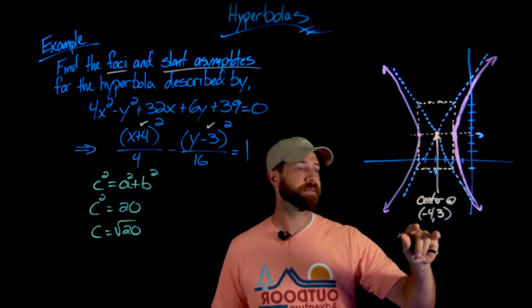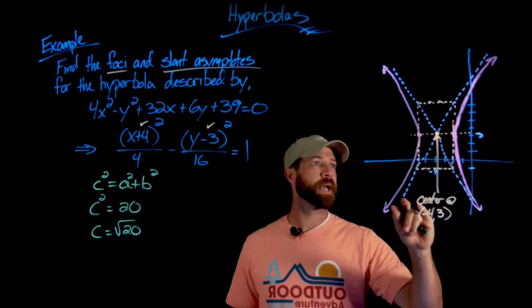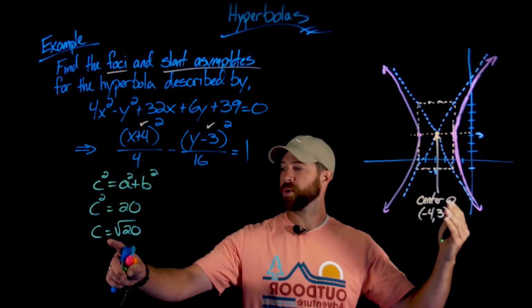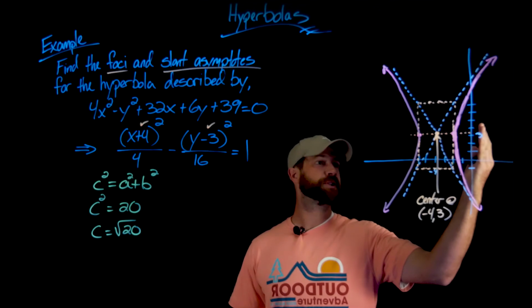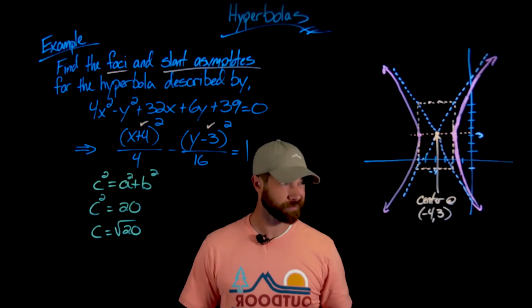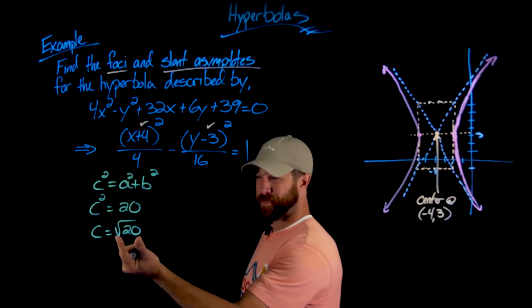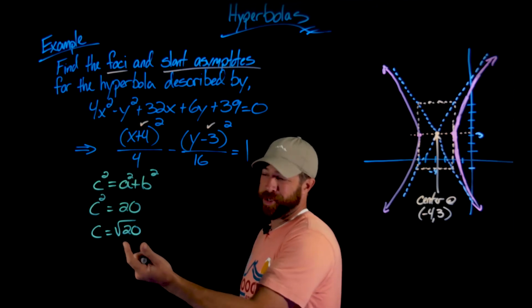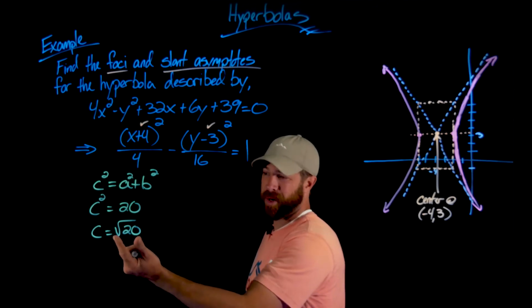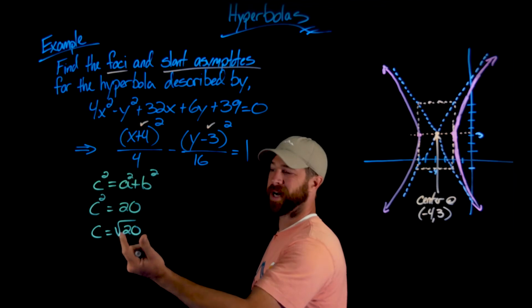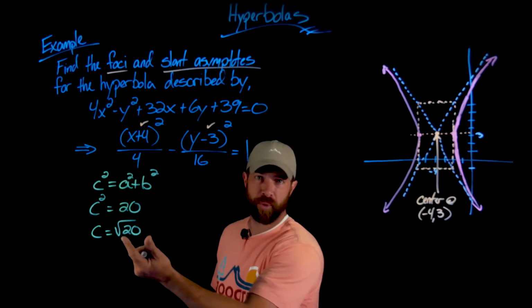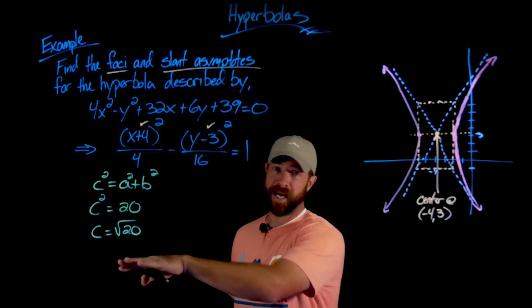So importantly here, I have a center at -4, 3, and what I want to do is horizontally move c units this way and c units that way. I could approximate this. I know this value is between 4 and 5, because the square root of 16 is 4 and the square root of 25 is 5. So let's say it's like 4.5 or something like that. But it's not really important.